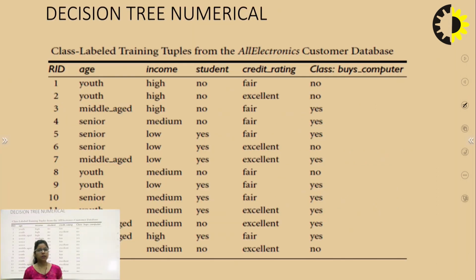Now I will explain the decision tree numerical. This is the table. We have 6 attributes. The last one is the class attribute. In a question, generally it is given that the last attribute, buys computer, is the target attribute or class attribute, but if it is not given in the question, then we will always choose the last attribute, buys computer.